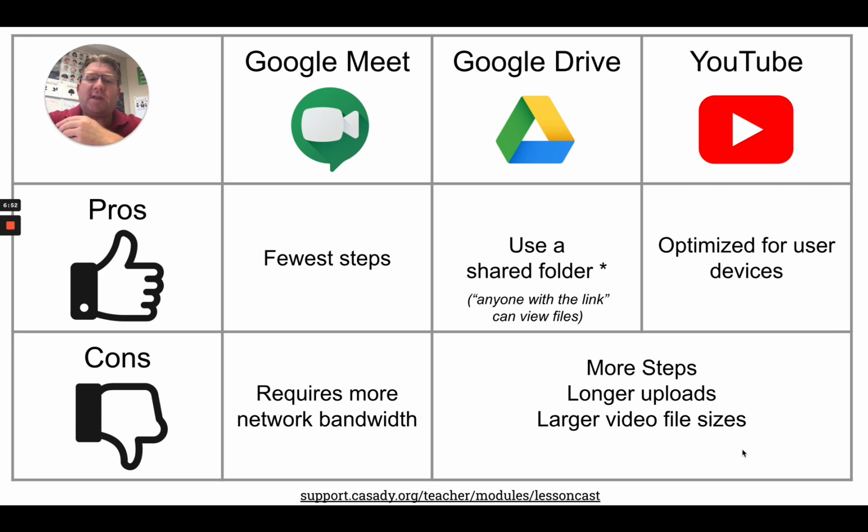One of the reasons for that is that YouTube is optimized for user-end devices as well as connection speeds. So if students are on a phone or if their internet connection is not very fast, they're going to be able to receive a smaller version of that file because YouTube, it's called transcoding, encodes or compresses the video into several different formats that are optimized for different situations.